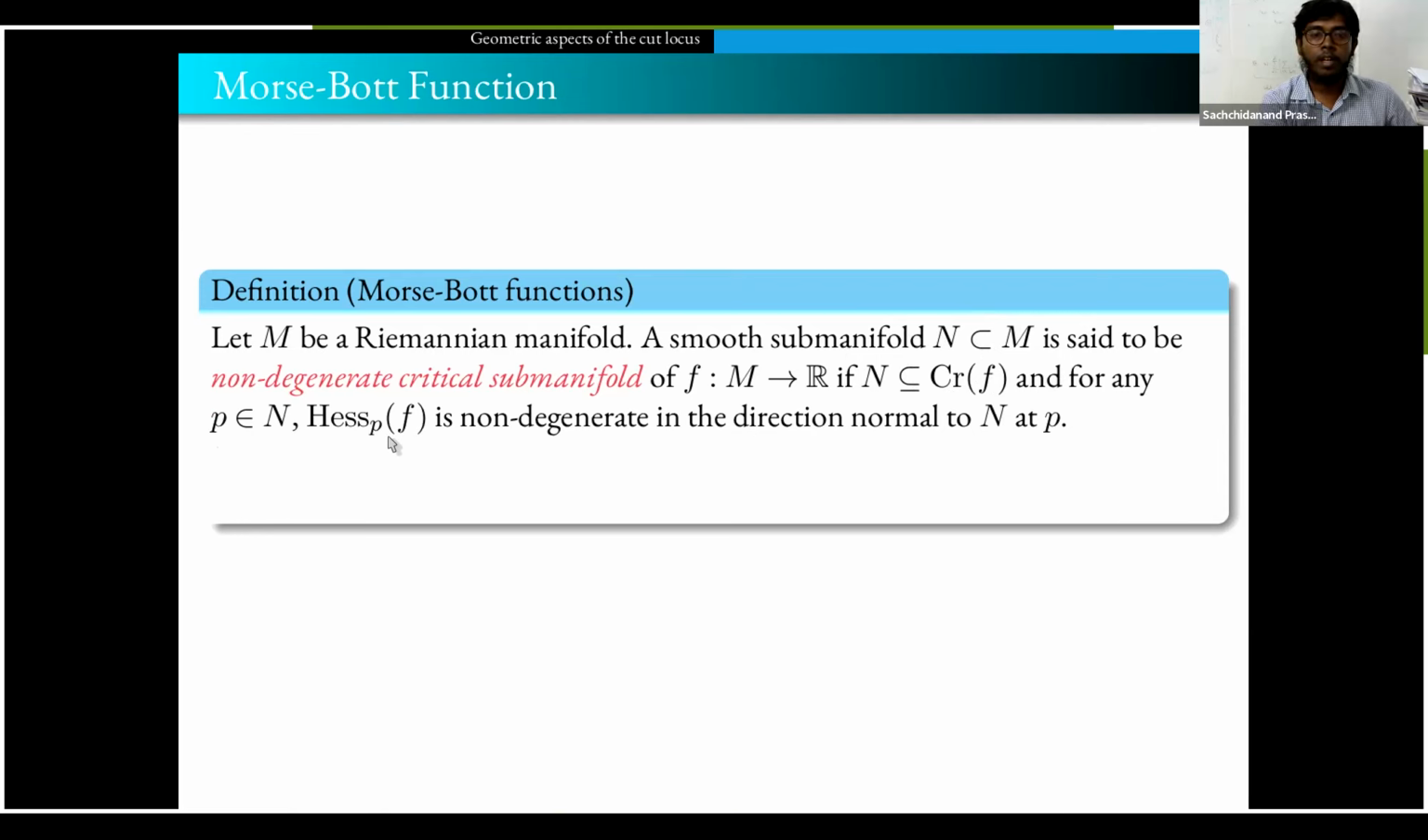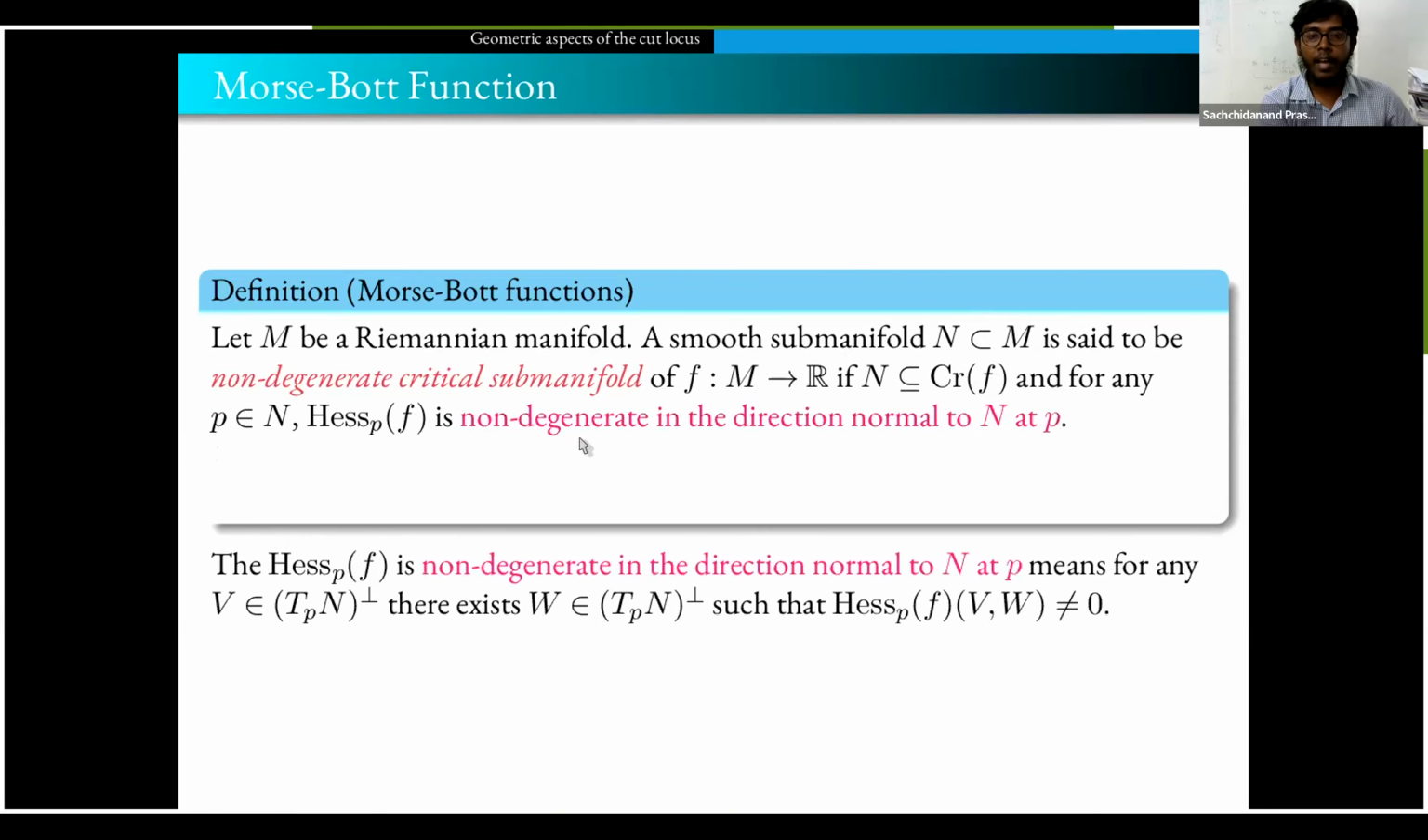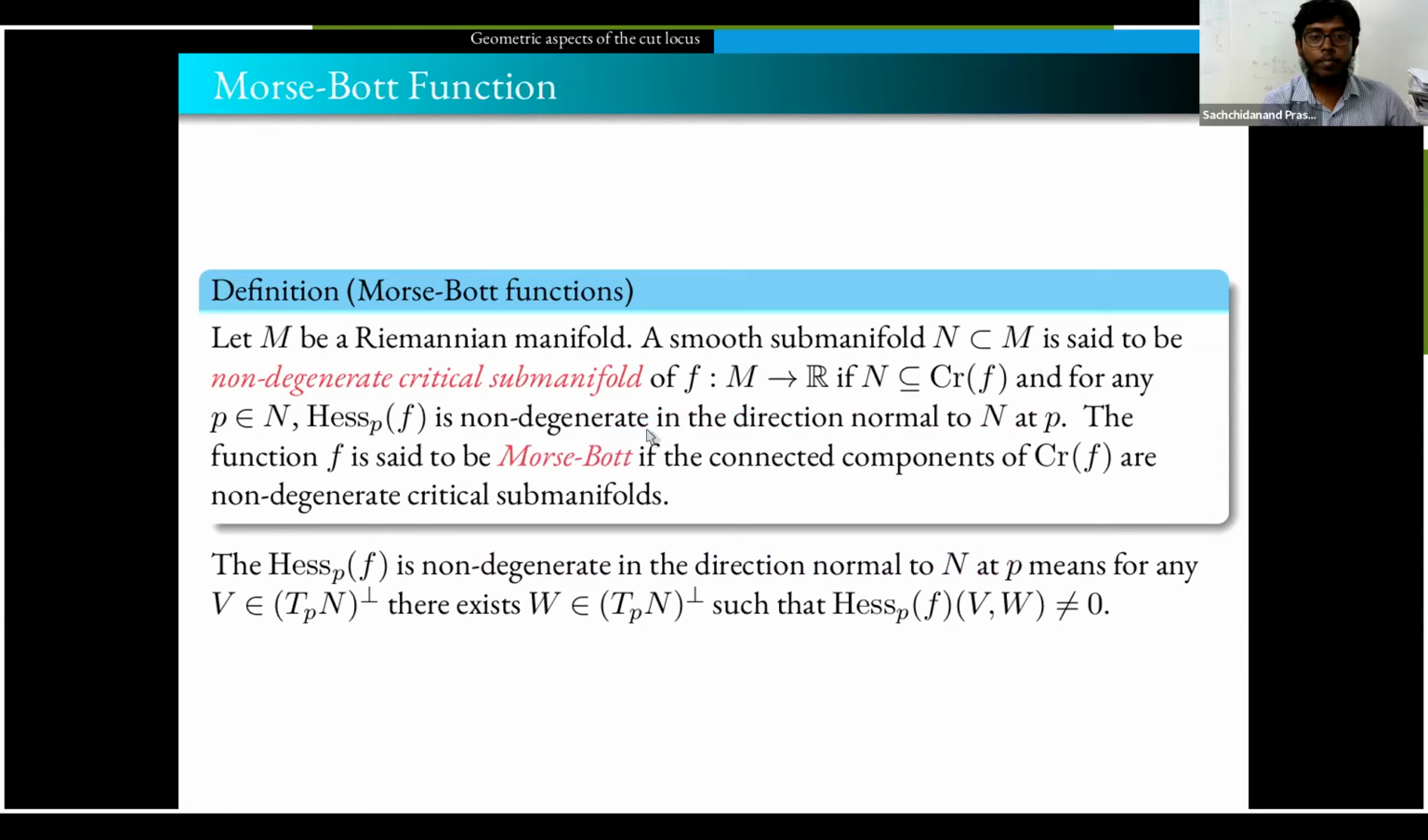By this, I mean that if I take any vector V in the normal space at P, then I can find a W in the normal space at P such that the Hessian is non-zero. A function is said to be Morse-Bott if the connected components of the critical set of f are non-degenerate critical submanifolds. So just for recalling, all the Morse functions will be Morse-Bott functions.